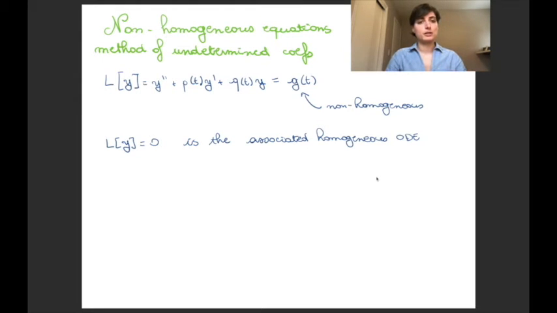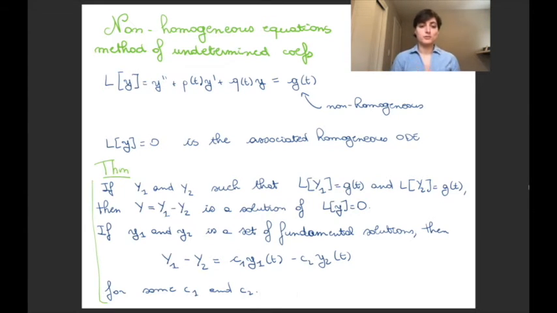So we're introducing non-homogeneous equations by saying that is a situation in which your differential operator is equal to something that is not zero. And we say that associated to a non-homogeneous ODE, there is a homogeneous ODE. So we want to solve the differential operator applied to y equals g of t, and we keep in mind that we can, or should, have solved already the differential operator of y equal to 0.